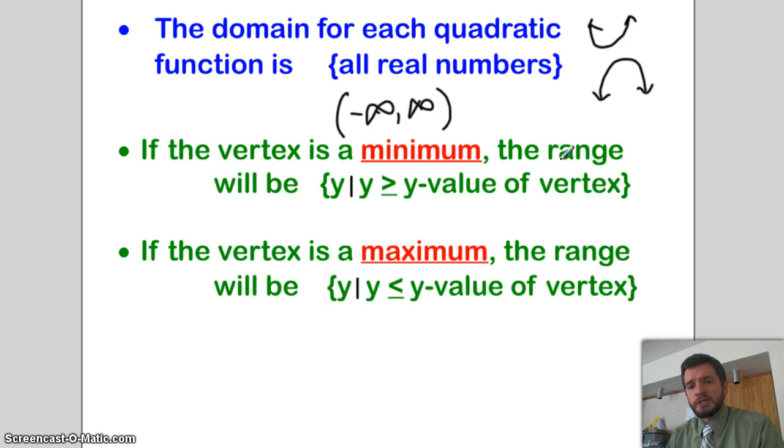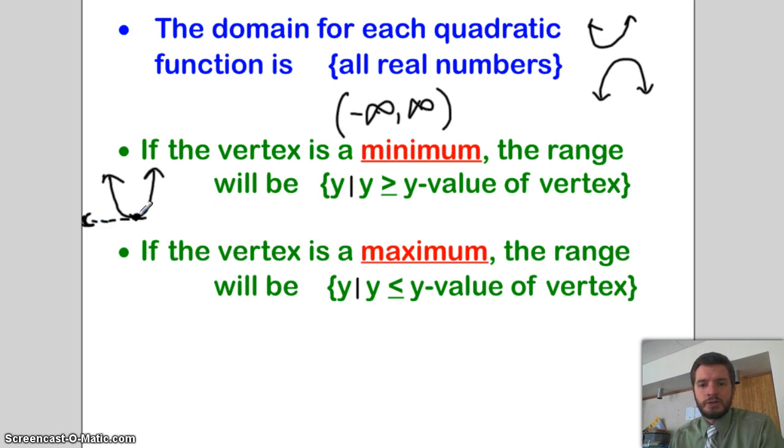Now if the vertex is a minimum, then the range is going to be, and this is in set builder, so I want to just talk about it. If it's a minimum, that means that the parabola is facing up. So what this means is that whatever this value is, that's going to be the low point on the range. So you're going to use whatever this y value is. Let's say we'll call it C. Okay, so this is C here.